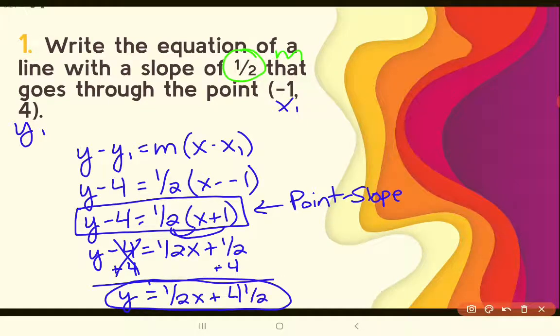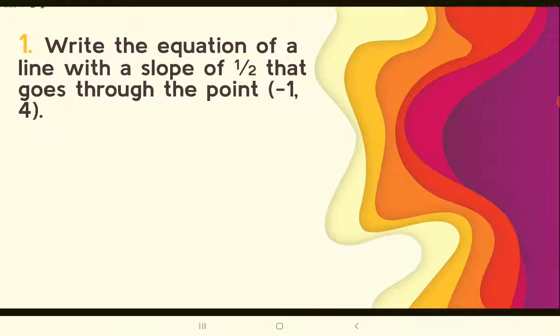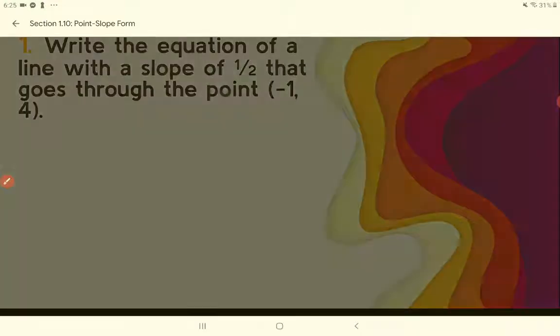So here's the thing. If they ask for point-slope form, I stop at the box. If they say write it in slope-intercept form, I keep going. I get y by itself. But here's the thing. Both of those equations represent the same line. They just look really different.